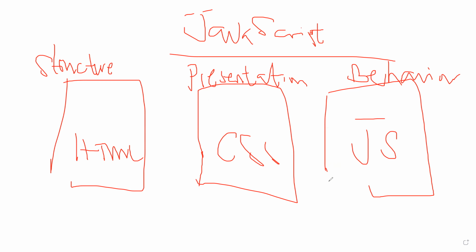Why JavaScript has behavior, like changing the content of the HTML on the fly, automatically changing the color of the HTML, automatically adding classes, and so on and so forth. Adding click event. When you click on an element, what is going to happen? So many other things that JavaScript is doing.